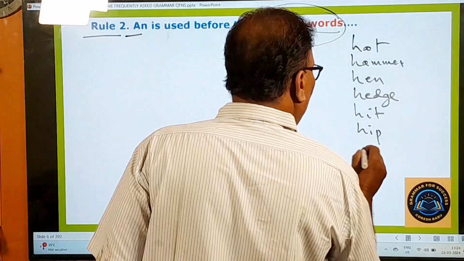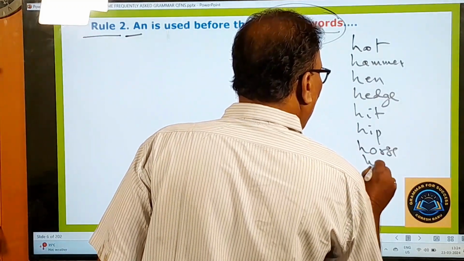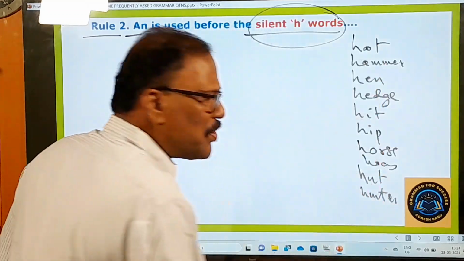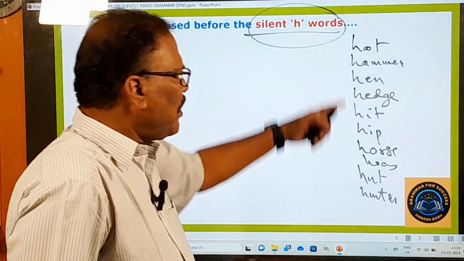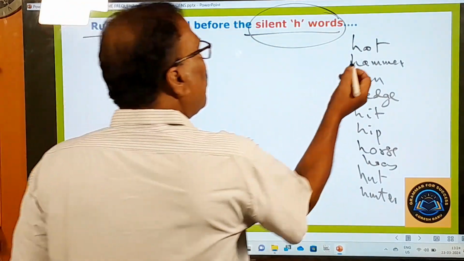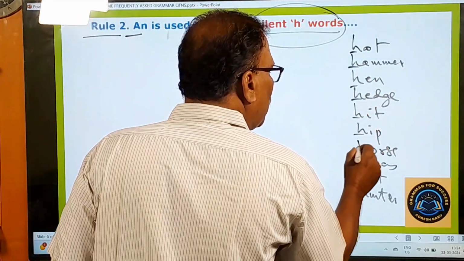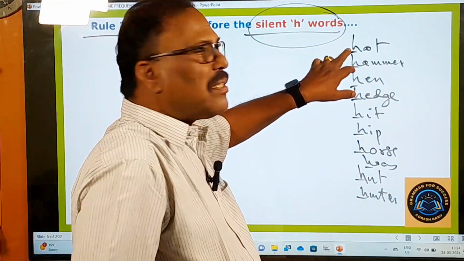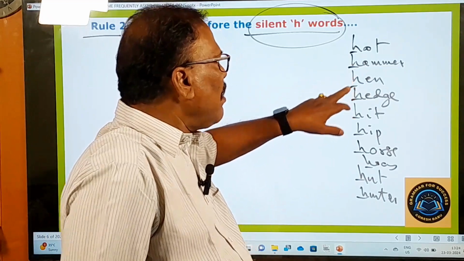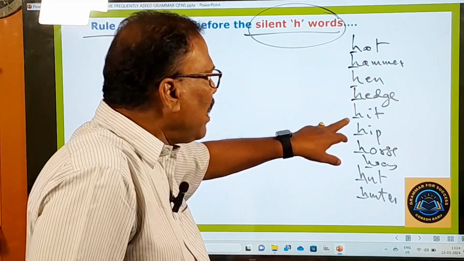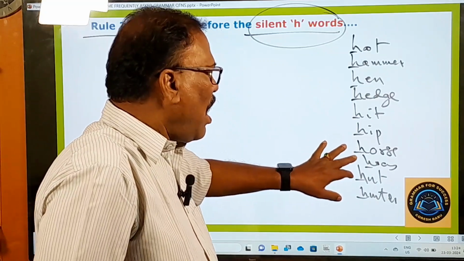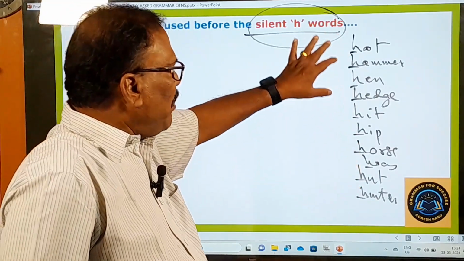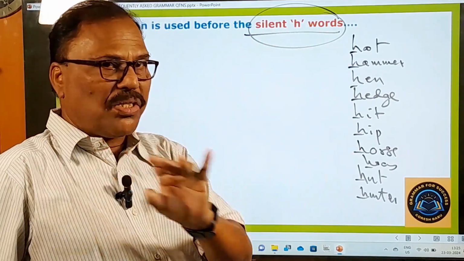Horse is there, house is there, and then hut is there, hunter is there. These are all the H words. The words beginning with H are called H words. But remember, in all these words, H is not silent. You are pronouncing it. What are you saying? Hat, hammer, hen, hedge, hit, hip, horse, house, hut, hunter. That means in all the H words, H is not silent, one point.